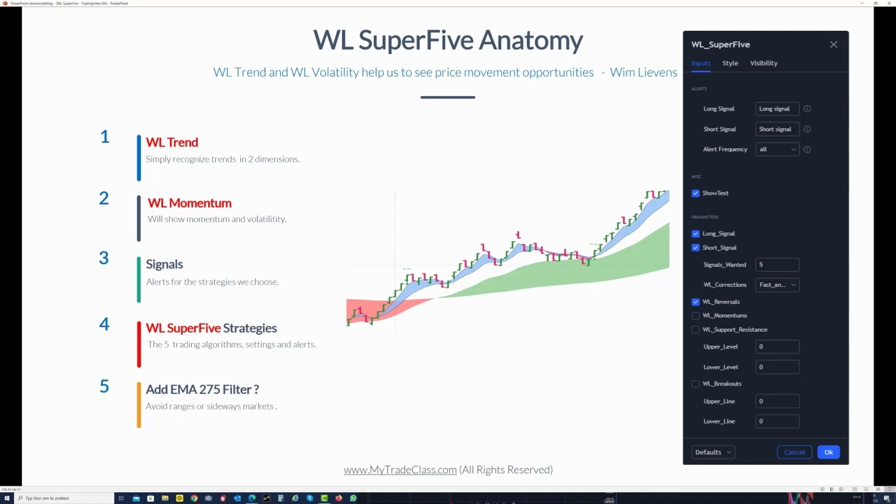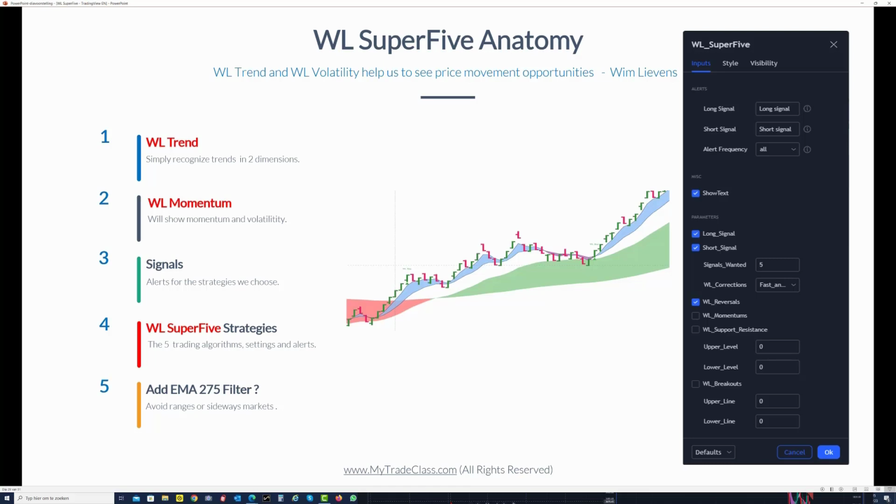But some people will use WL trend because there is some real value in there for their analysis charts and not for their trading charts. So you can also use them separately. I'll explain that later in the presentation. But there are three components. Now, the WL trend is the cloud you see on the screen, red and green.